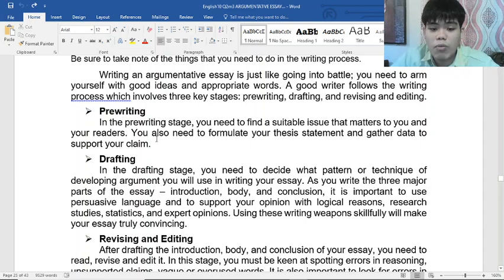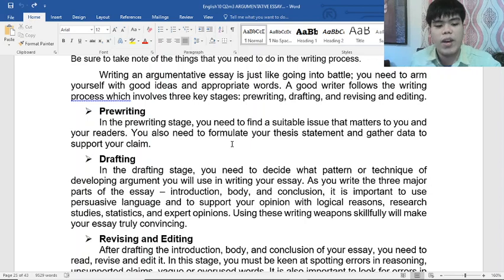So we also have the pre-writing. The pre-writing is the stage when you are trying to find a suitable matter for you and for your readers. You are going to create your claim or your thesis statement and gather your data. Usually you won't be able to pick your own preferred topic, but still, in the pre-writing stage, you are gathering the data. Next is drafting. In the drafting stage, you need to decide what pattern or technique of developing an argument you will use in writing your essay.